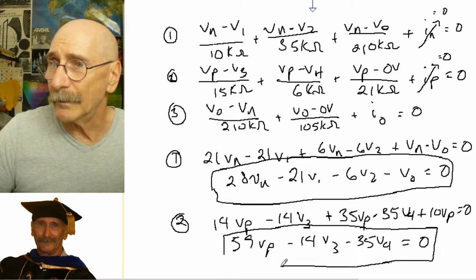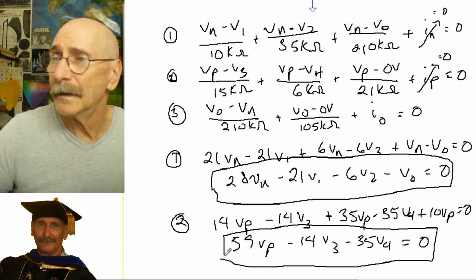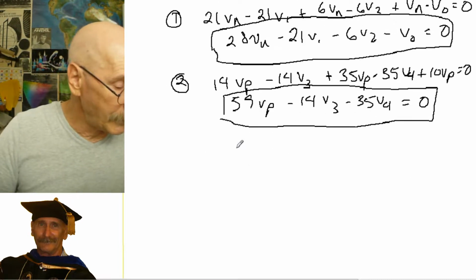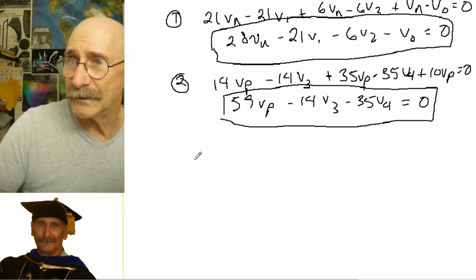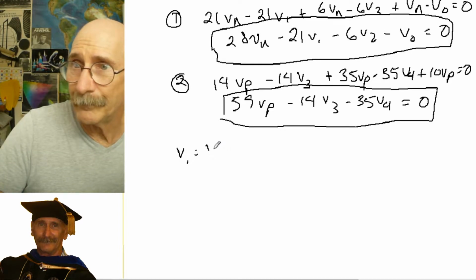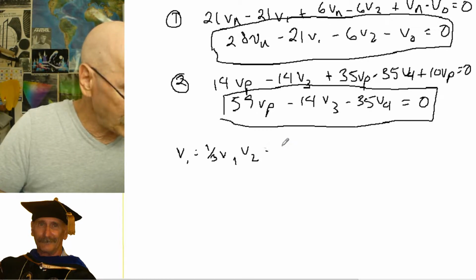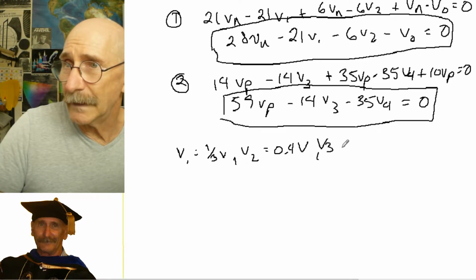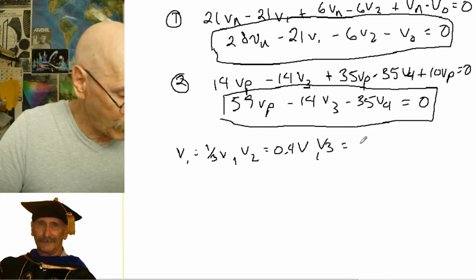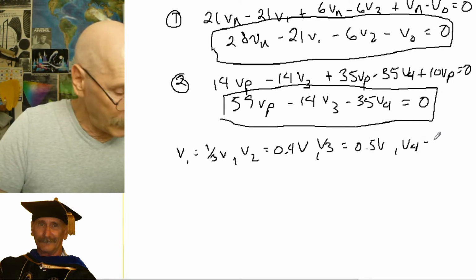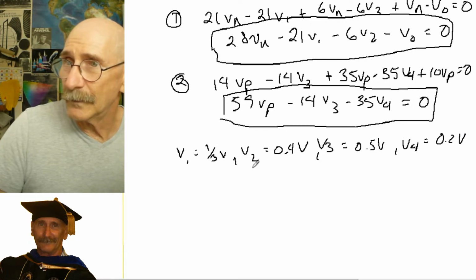These are the equations that are basically going to give us our solution. So we're not going to look at equation 3 just yet. We will in a minute. But we're going to take these 4 values here. V1 equals 1/3 volt. V2 is equal to 0.4 volts. V3 is equal to 0.5 volts. And V4 is 0.2 volts. So we plug these numbers in.